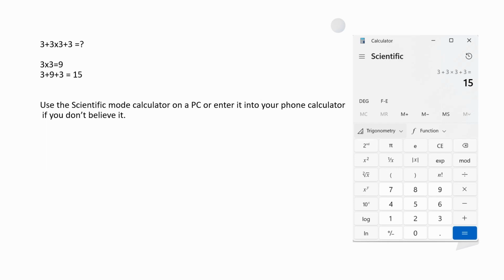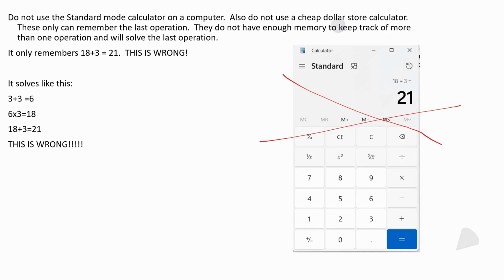You can confirm that with the scientific mode calculator on a Windows computer, or if you have a scientific calculator, you can enter it in. The phone calculators are great. If you've got an Android phone, I know for a fact that if you enter it in, it already understands order of operations, and so you will get 15.